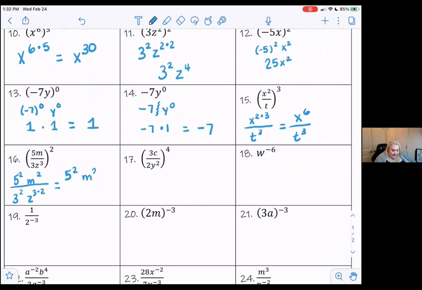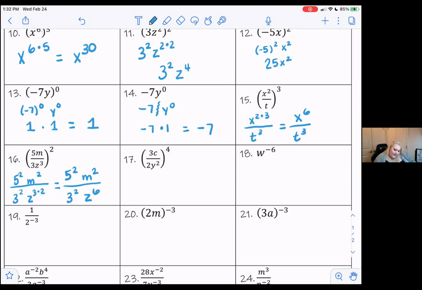M to the second does not need to simplify. 3 to the second could simplify to 9 if I was looking for standard form, or we can leave it as 3 squared, and then it would become z to the 6th. I have no common terms. I can't simplify the 5 and the 3 because they have different bases. So I have no common terms to simplify, and I would leave it alone.